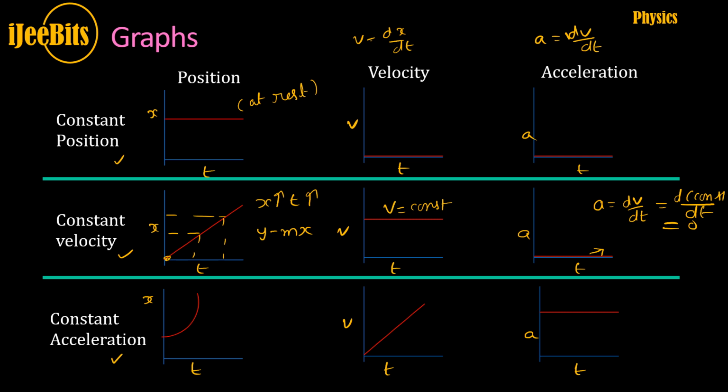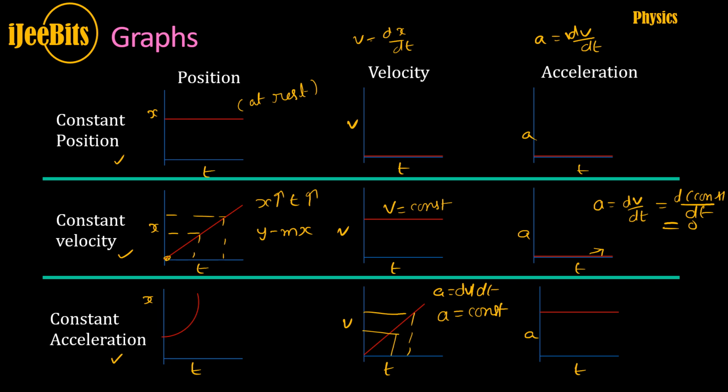Constant acceleration graph in x-t, you see this curve nature. If you differentiate this one, this is a polynomial equation kind, right? So second order. If you differentiate, you will get a straight line like this. So this is also nothing but a constant acceleration because your slope is constant. So your A would be some constant, dv by dt.